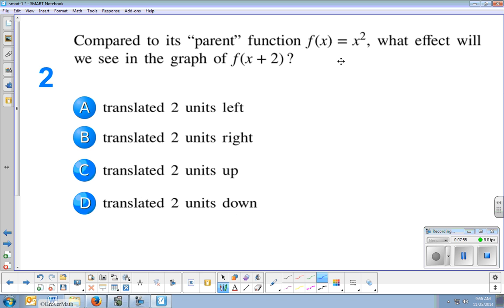So compared to its parent function, x squared, what effect will you see for f of x plus 2? So we have a plus 2 inside. That's going to be 2 units left. If it were plus 2 outside, then it would be 2 units up. Remember, plus inside means left. How about a minus 3 outside? Well, that's going to be 3 units down.